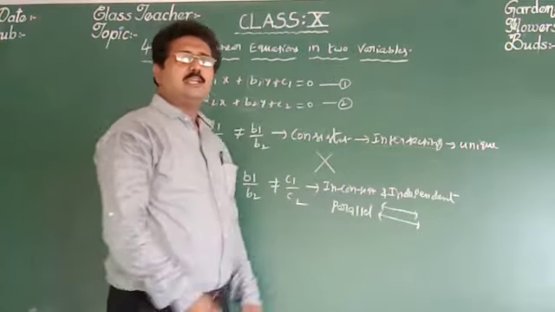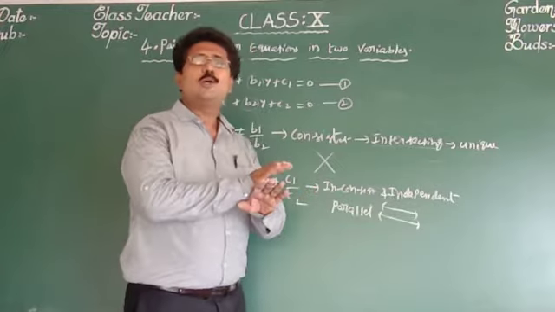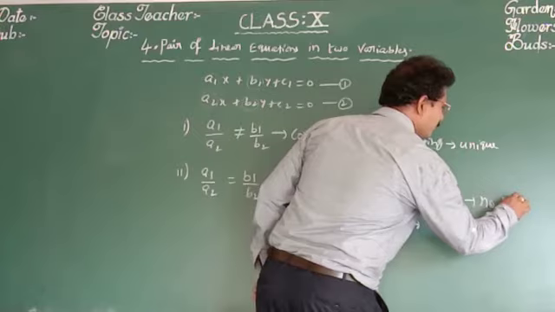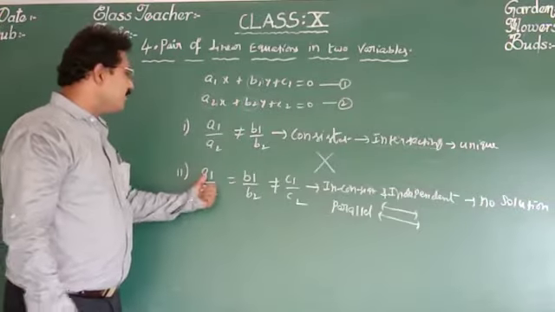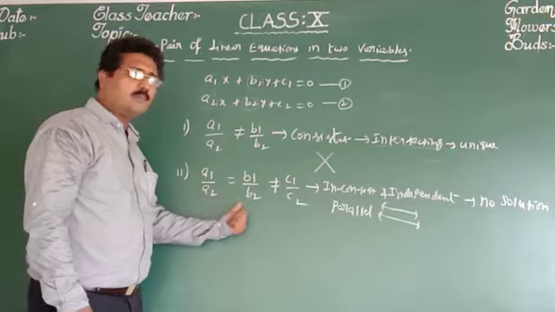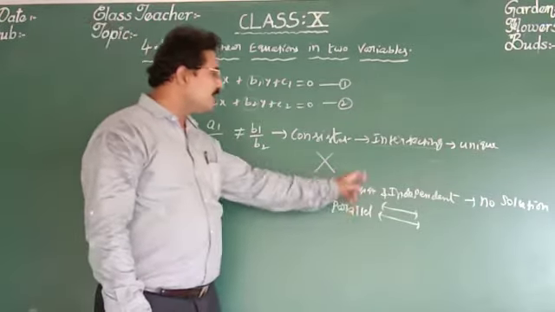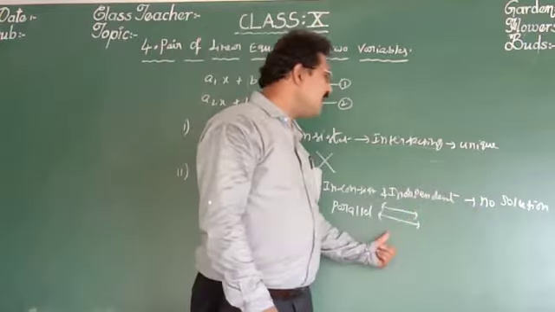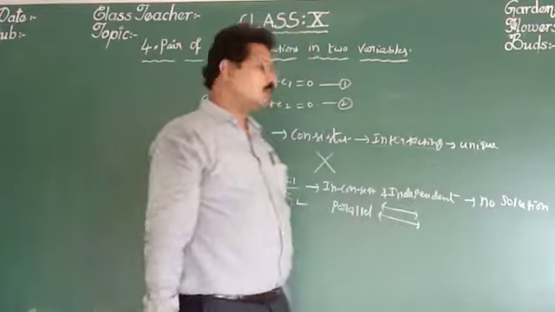Inconsistent and independent means, how many solutions do they have? No solution. That is important. So what is the second condition? Once again, a1 by a2 is equal to b1 by b2 is not equal to c1 by c2. Then they are inconsistent and independent lines. That means they are parallel, so they have no solution.